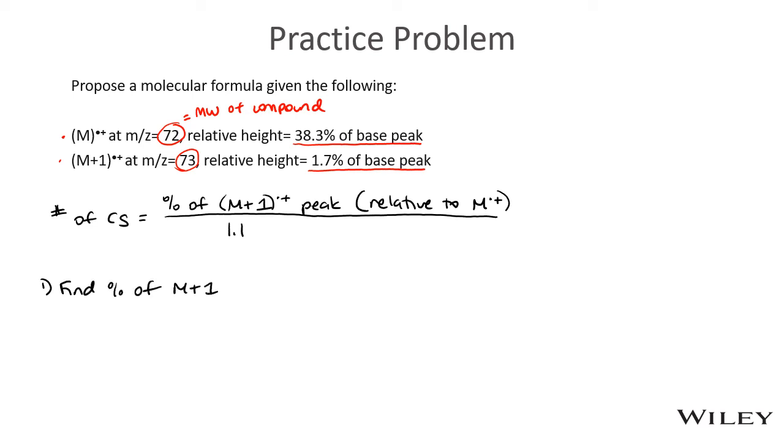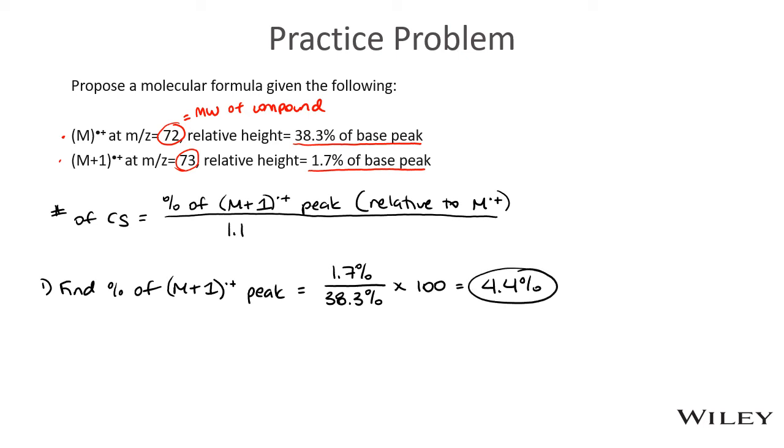So first things first, we're going to find the percent of the M+1 peak compared to our molecular ion. So we know that the M+1 peak is 1.7% of the base peak. We also know that the molecular ion is 38.3% of the base peak. By comparing these to one another and multiplying by 100, we will learn that the M+1 peak is approximately 4.4% the height of the molecular ion peak. And this is the number that we want to use when we're estimating the number of carbons.